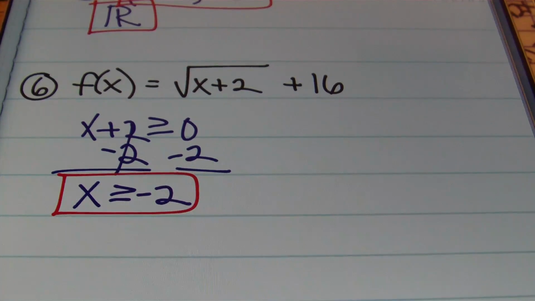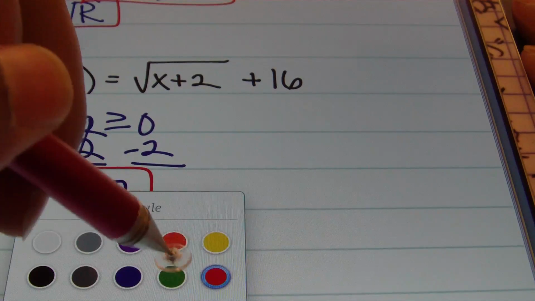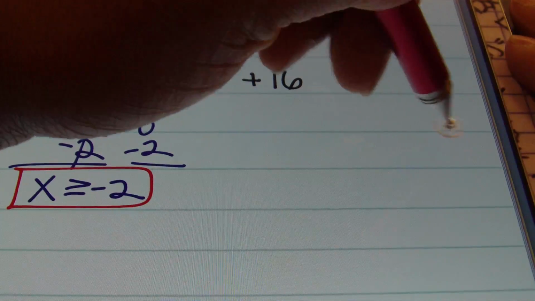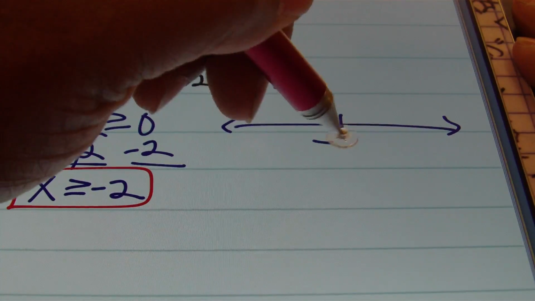That's it. Oh, you want to see it on the number line? Okay. All right. Stop being bossy. You guys are so bossy, man. Always bossing me around. You're not the boss of me.